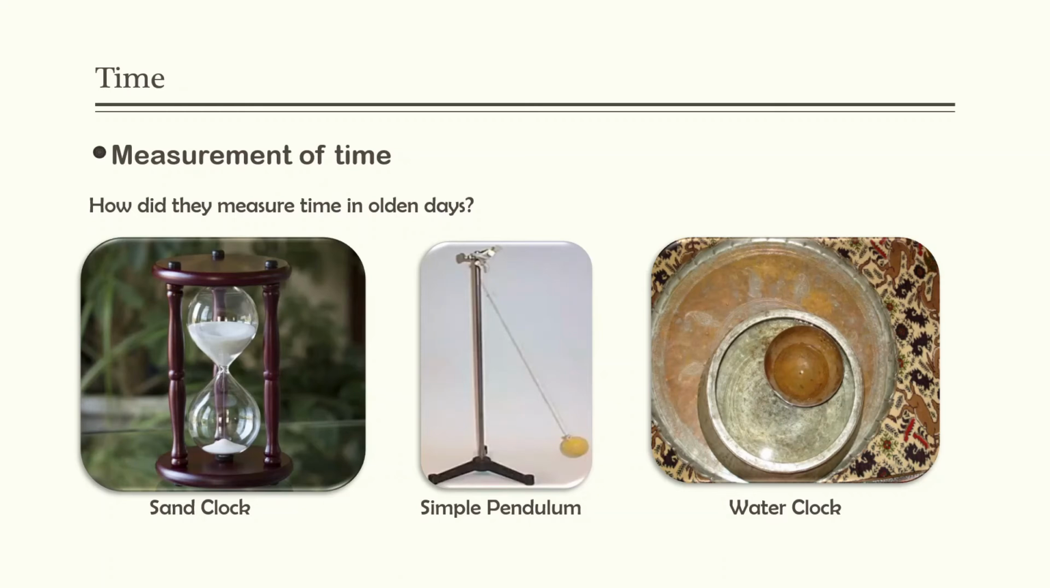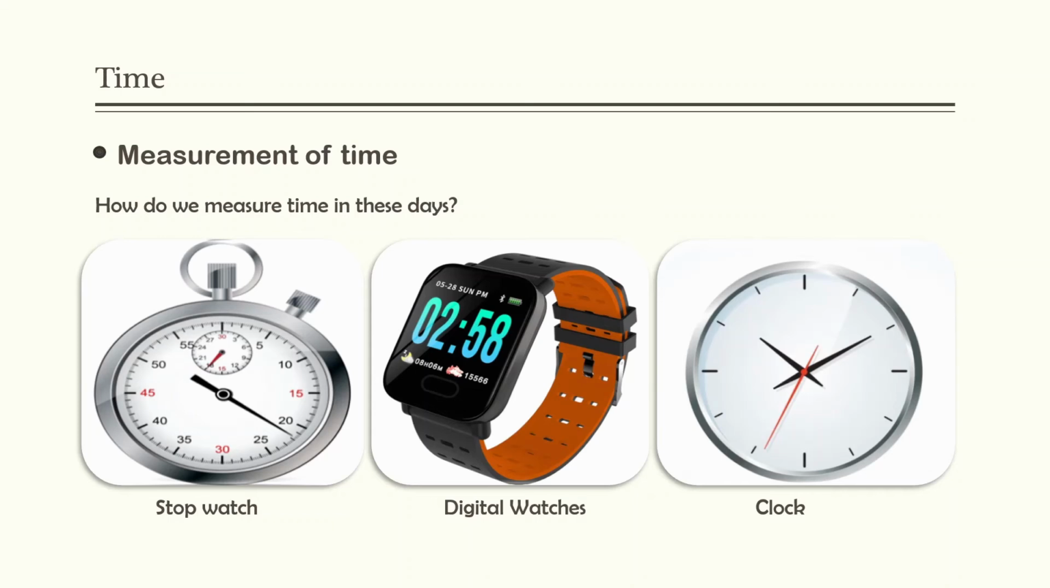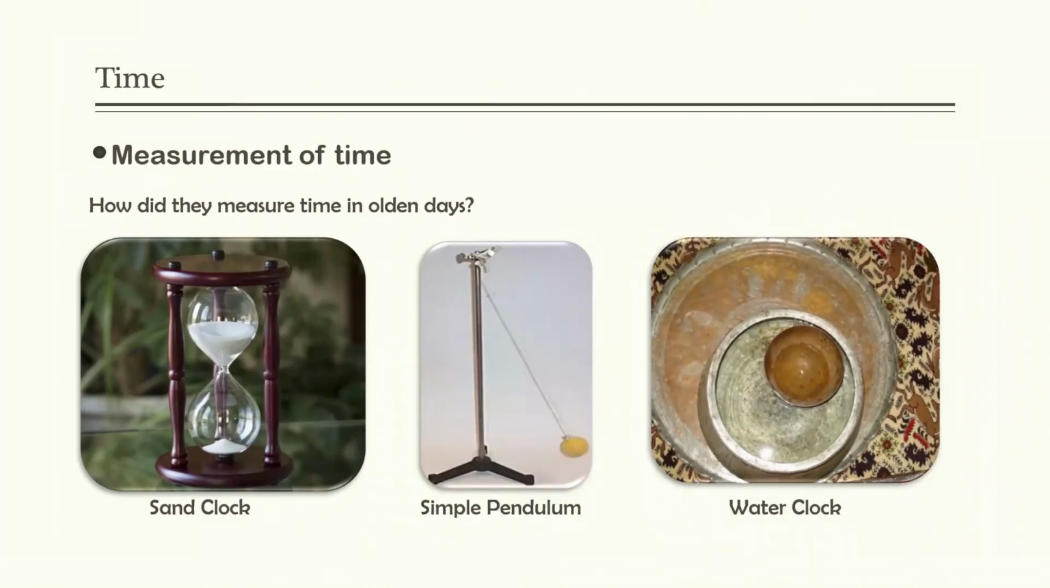Measurement of time. For us, there are many devices for measuring time like stopwatches, watches, digital watches, clocks, which help measure the time very precisely. But in ancient times, they did not have this technology. And how did they measure time? The early scientists developed some devices to measure time, that is, the sundial. It shows the time with the direction of the sun and its shadow. Sand clock. It is used to measure perfect time intervals.